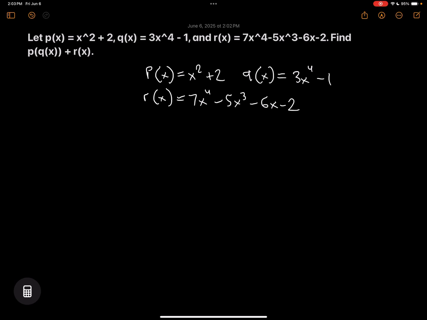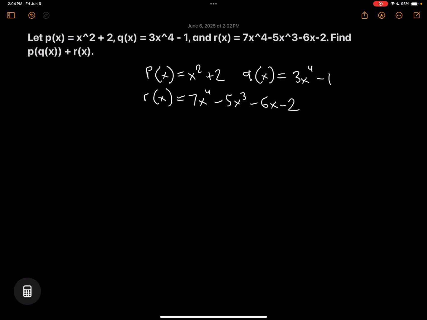In this video, we're going to be solving this problem on function composition in Algebra 1. The problem statement says, let the function p of x equal x squared plus 2, q of x equal 3x to the fourth minus 1, and r of x equal 7x to the fourth minus 5x to the third minus 6x minus 2. Find p of q of x plus r of x.